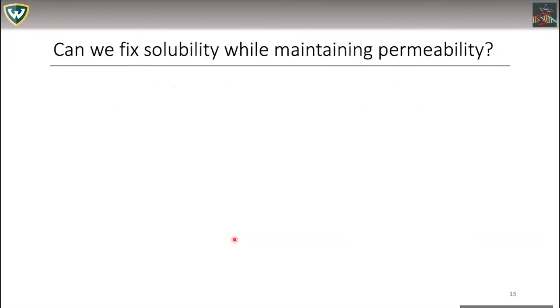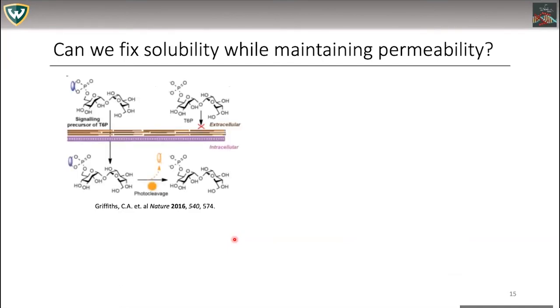In the meantime, we're thinking about how we can fix solubility while maintaining permeability. The Davis group had previously shown that you can have a photocaged trehalose-6-phosphate and it would still pass through with the help of some transporters. So we're curious whether we can get this GlcNAc deacetylated, with the free hydroxy groups, to still pass through the cell membrane and be soluble in the media, to mitigate some of those issues we're having with the compound crashing out.